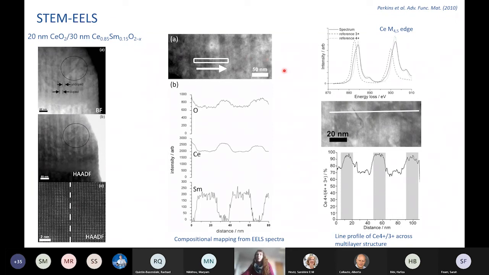So first of all, they took a map of oxygen, cerium, and samarium, so you can map the profile of the elements across the sample. But then they were also looking at the difference between cerium 3 positive to cerium 4 positive in the material. And you can see these are the edge shapes. There's a shift in these peaks, and you can then map that across the sample as well. So here we have cerium 4 positive to 3 positive, and they're able to map that across the sample.